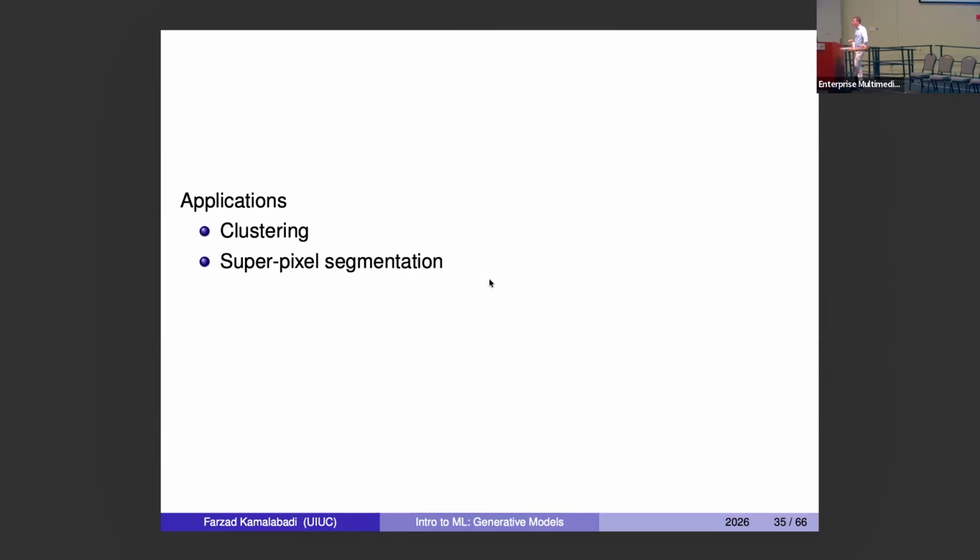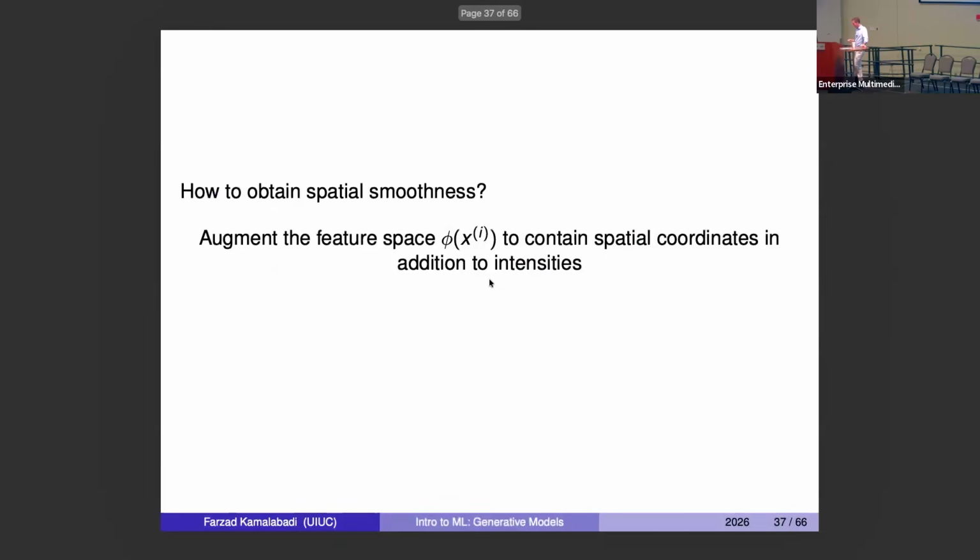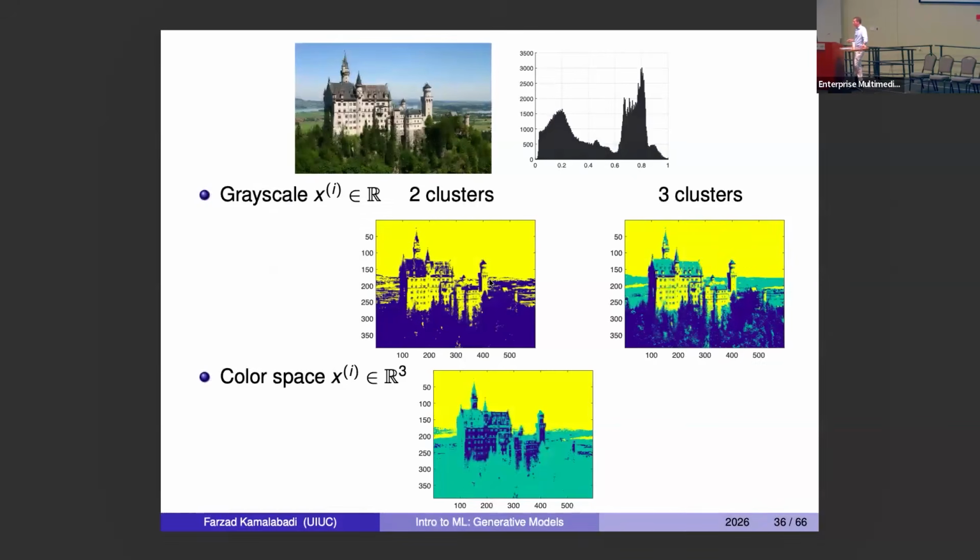There are many applications, such as superpixel segmentation. I won't go through all the applications, but I'll show you just one. You have an image. By the way, does anybody recognize what this is an image of?